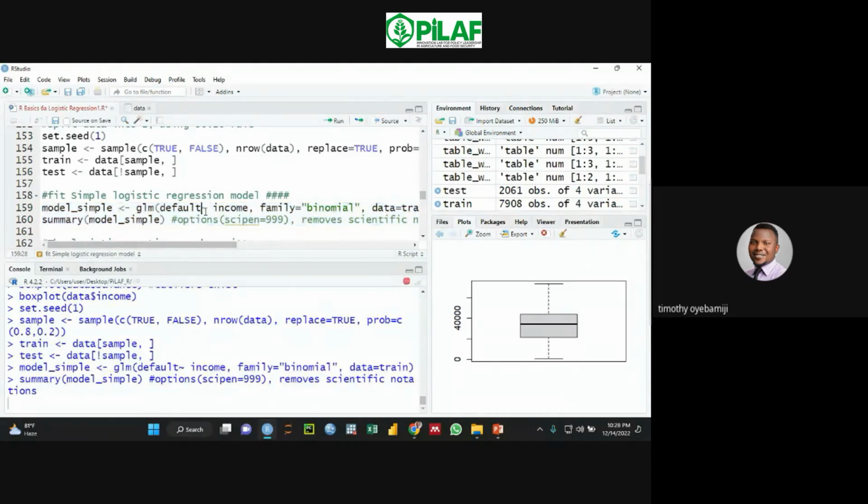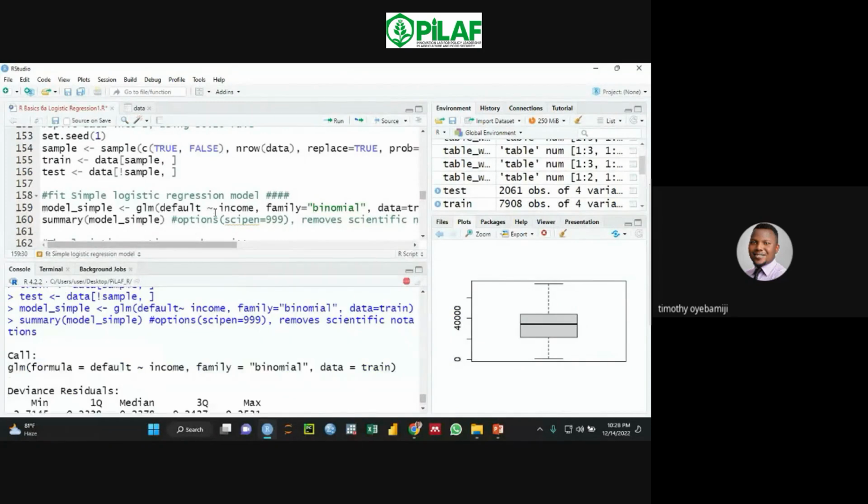For those who have not been in any regression class, default and this sign, called tilde: default is the variable we are predicting. The dependent variable comes first. Then the independent variable or variables come after the tilde sign. So the left side of the tilde is the dependent variable, and the right side are the independent variables. Because we're looking at simple logistic regression, income first on default. By the time we get to multiple, we can check the others on default.